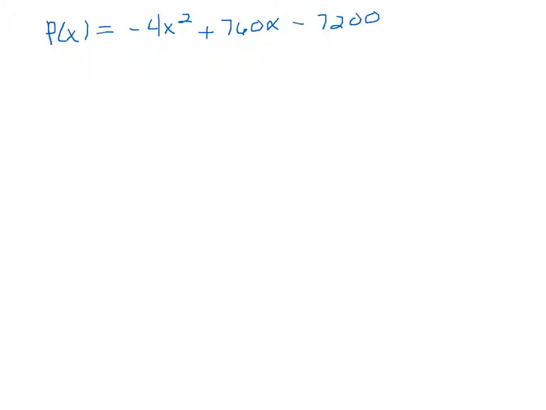So we know how to find zeros for parabolas. We know that this is going to be a parabola. You would probably tell me it's going to be a parabola that's opening down. The y-intercept is going to be 0, comma, negative 7,020.